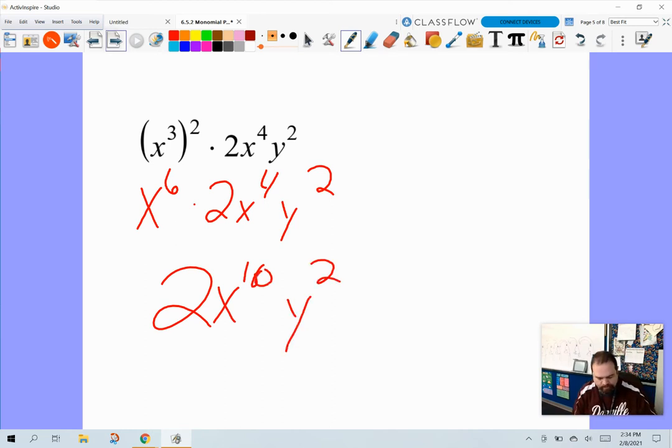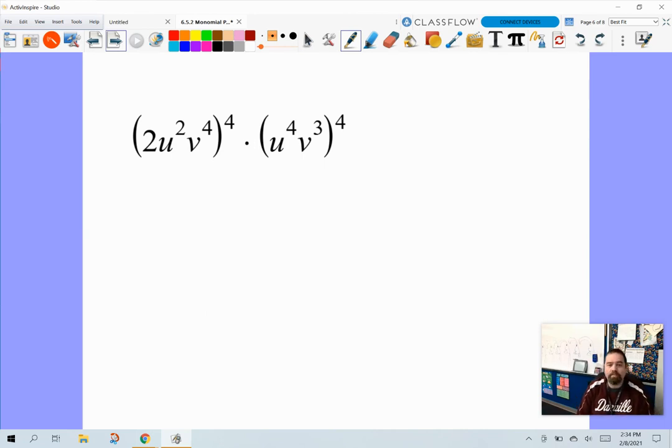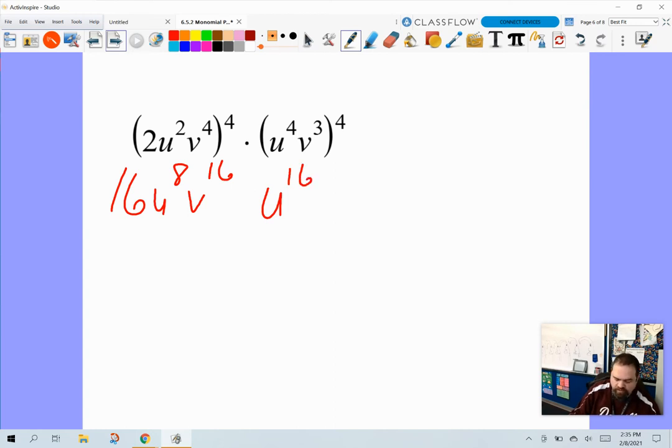This is more like it. A little bit bigger challenge here. So I've got two different sets of parentheses. Each set of parentheses has its own exponent on it. So I'm going to simplify the first set, then simplify the second one, and then put it all together at the end. So 2 to the fourth power is 16. U to the second to the fourth is going to be U to the eighth. V to the 16th. My second set of parentheses, U to the fourth is going to be U to the 16th power. And then V to the third to the fourth is going to be V to the 12th.